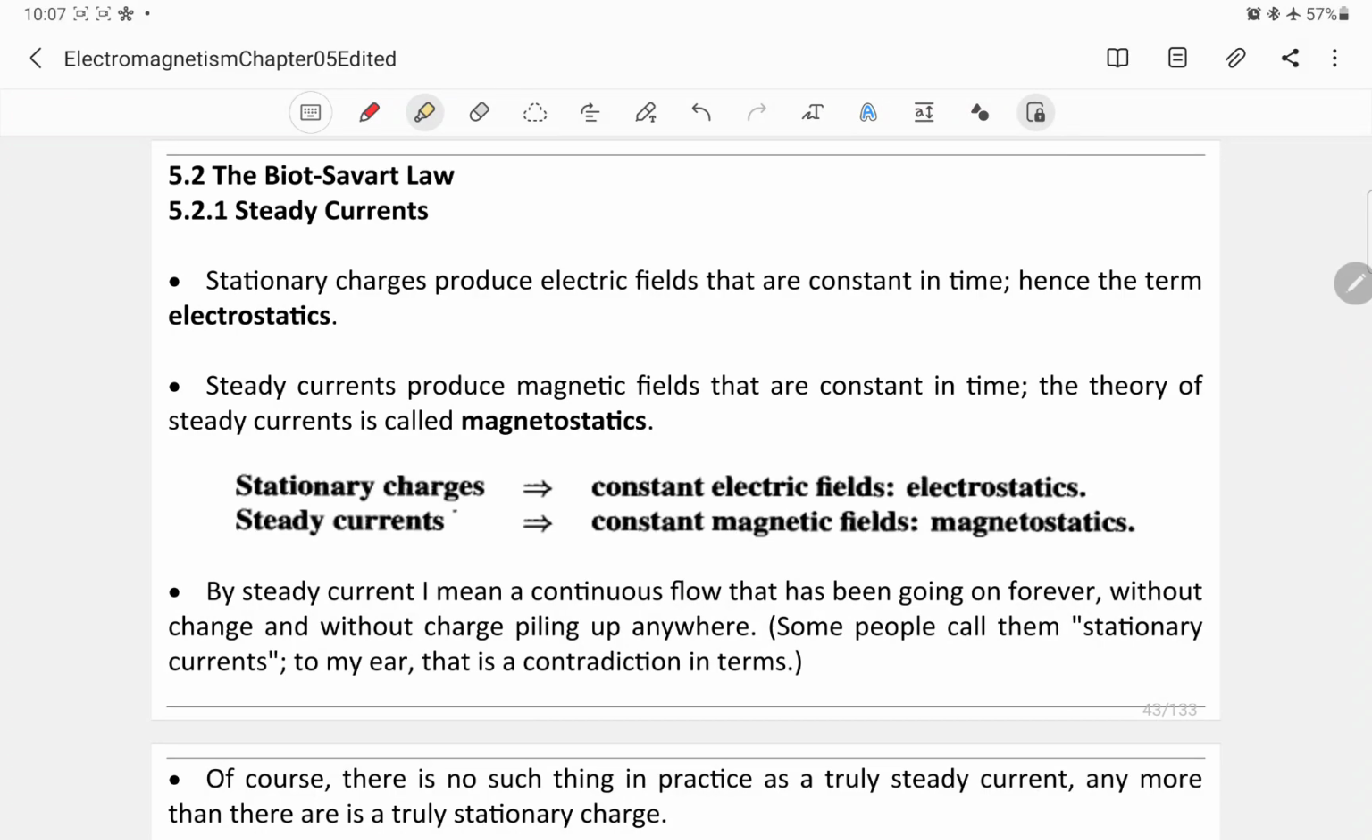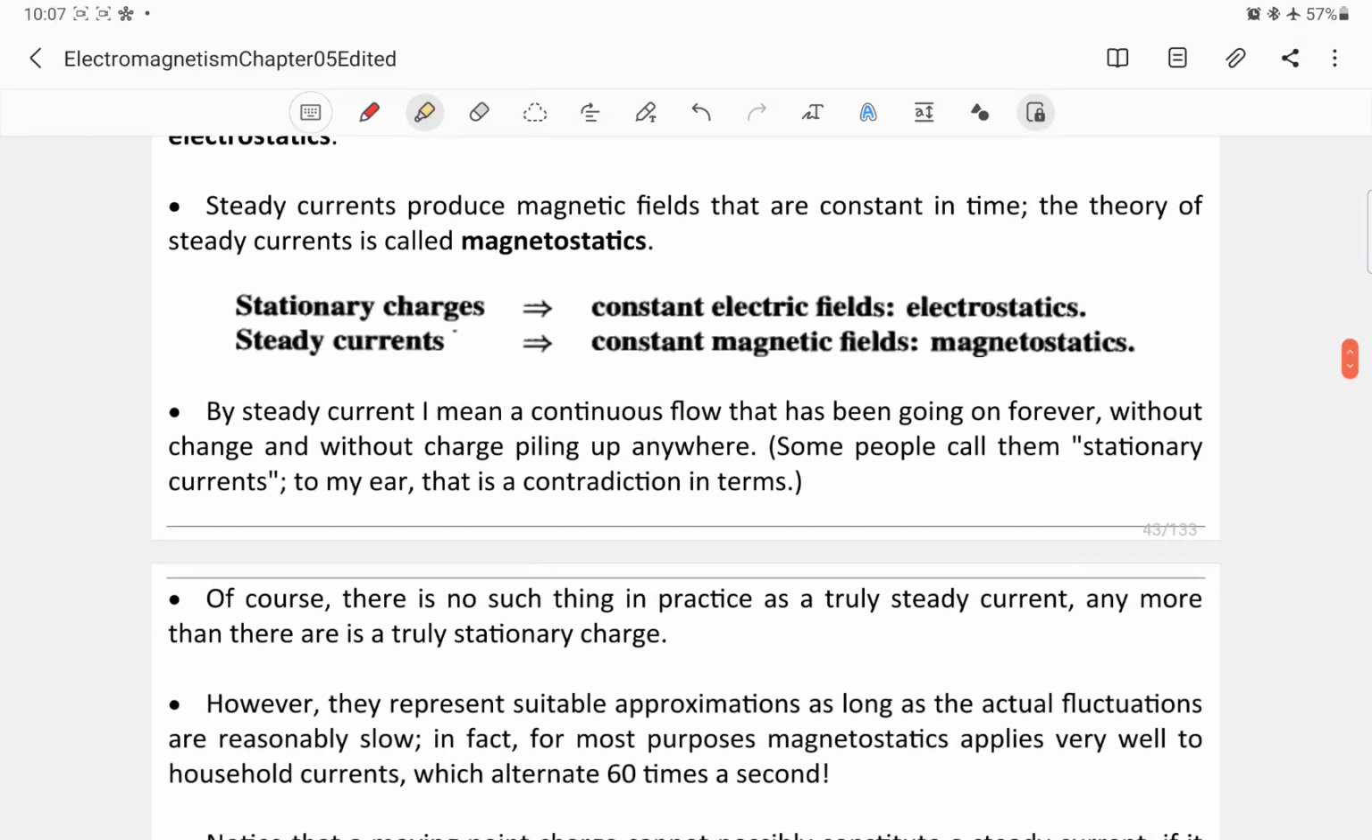So this is the Biot-Savart law, and we'll start with the steady current. Stationary charges produce electric fields that are constant in time, hence the term electrostatics. Steady currents produce magnetic fields that are constant in time also, and the theory of steady currents is called magnetostatics.